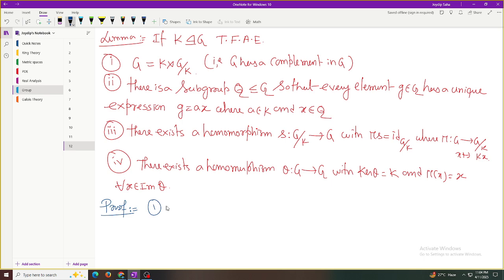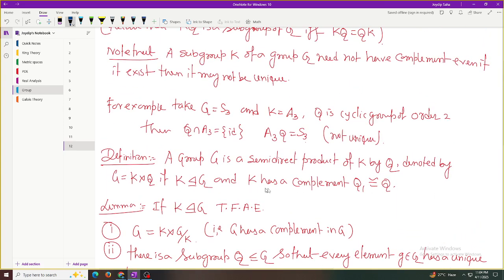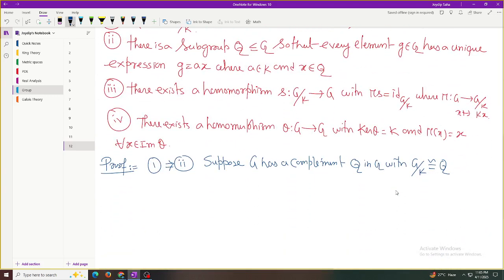One implies two. Suppose G has a complement Q1 in G with Q1 isomorphic to Q. Because see that definition: K has a complement Q1 isomorphic to Q. Q1 is a subgroup of G. Okay.